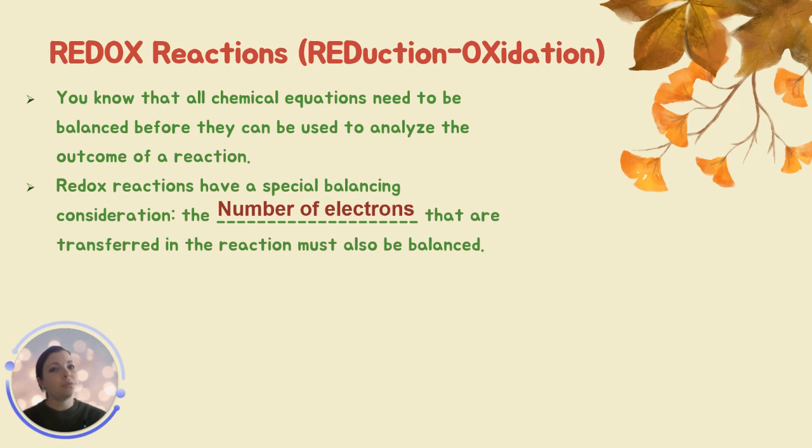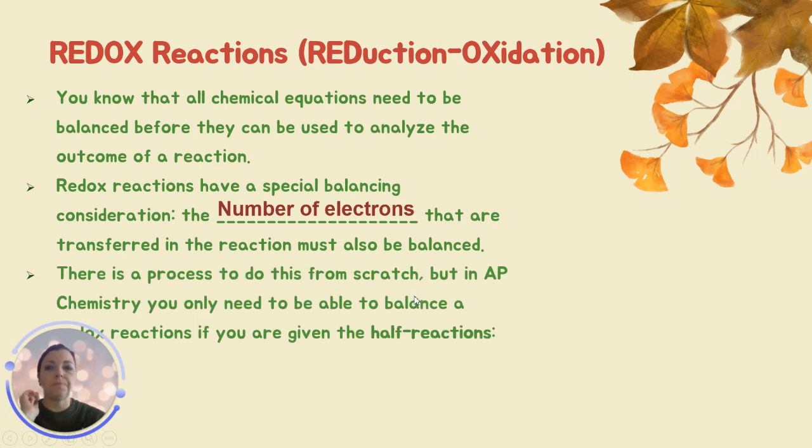Now, we already talked about the fact that electrons are lost or gained during the process of a redox reaction, and we did that when we assigned oxidation numbers in topic 4.7. But in this topic, we're going to talk about how you balance the equation to make sure that you have accounted for all of the electrons that are moving from one species to another.